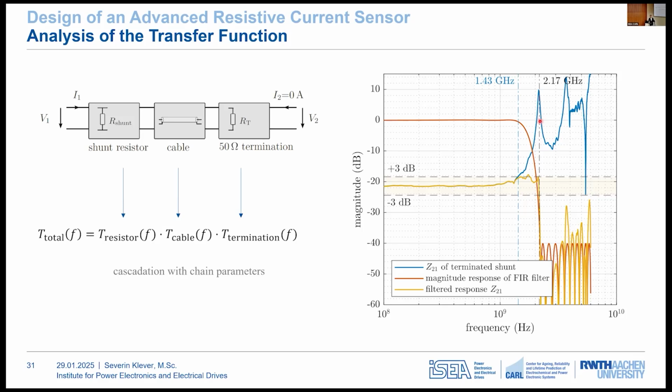The resulting system response is obtained by a multiplication of the shunt response and the filter response and is shown as the yellow curve. And you can see that this response now has a very clear cutoff frequency at 2.17 gigahertz, and this is considered as the shunt's final bandwidth. At the moment, this filtering is carried out in post-processing in MATLAB, but it may also be possible to implement this in hardware if it's necessary for the application.